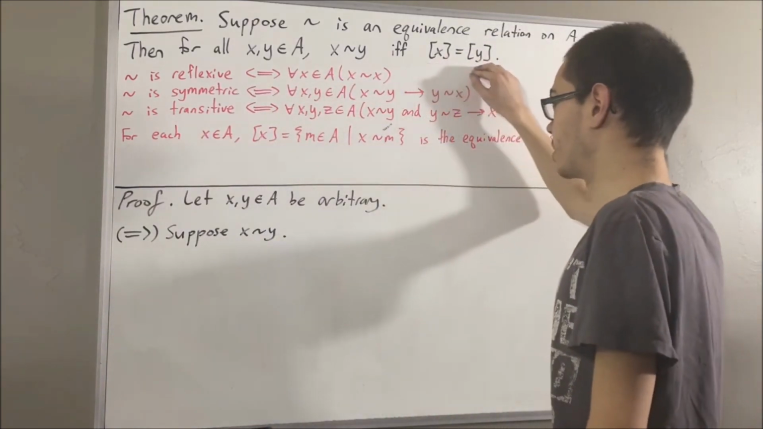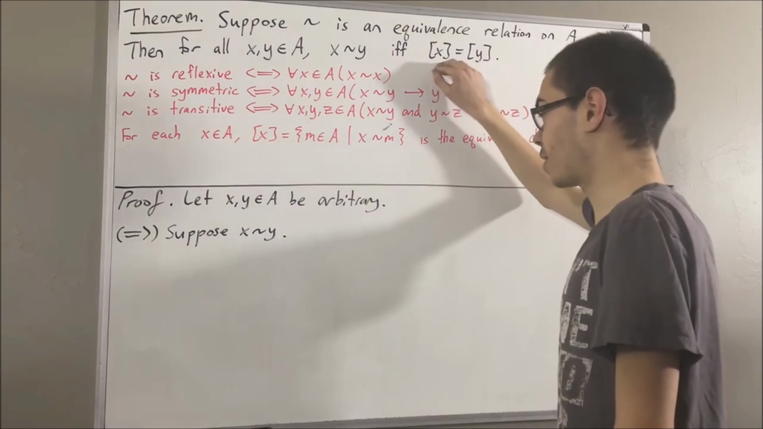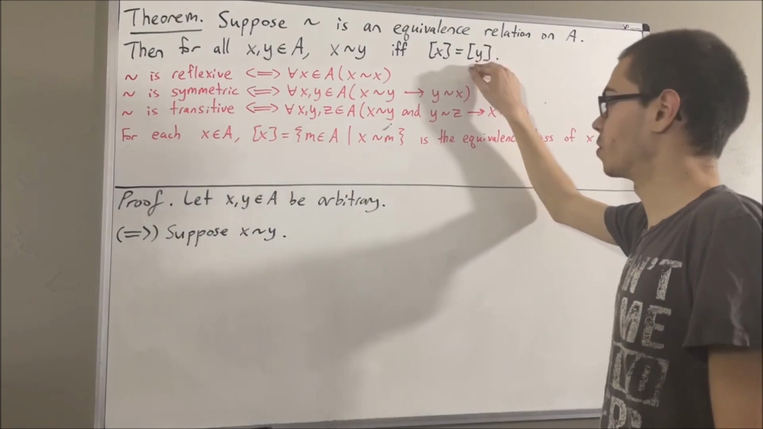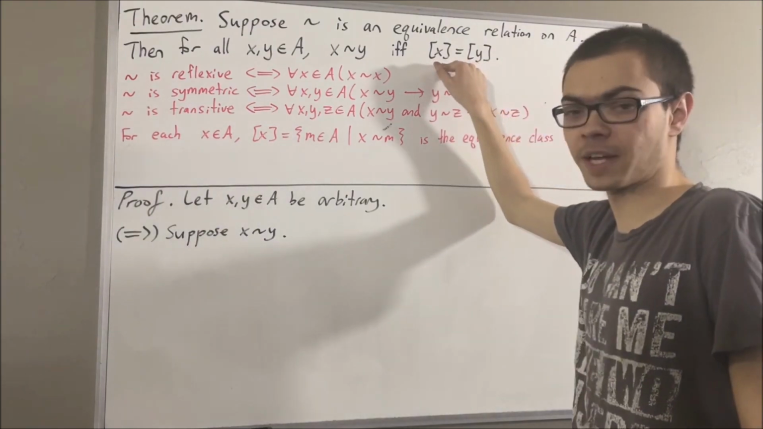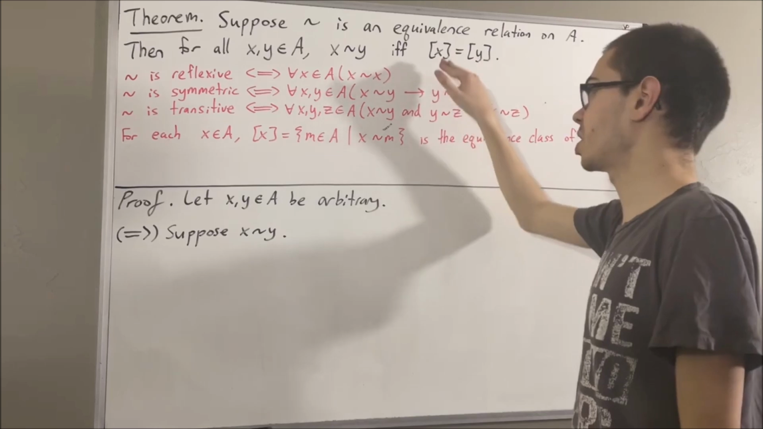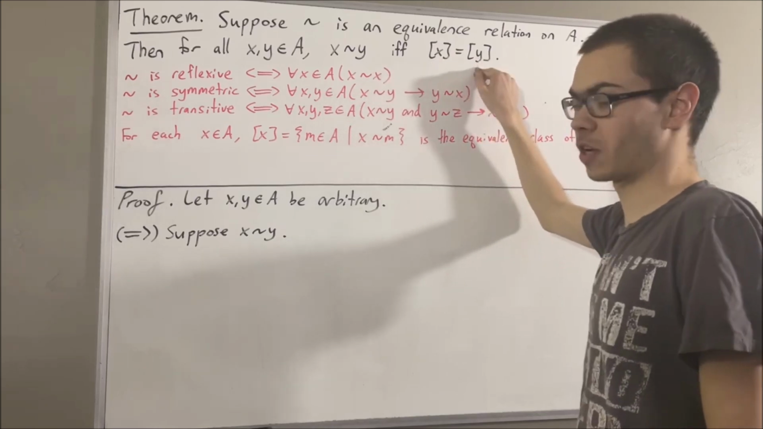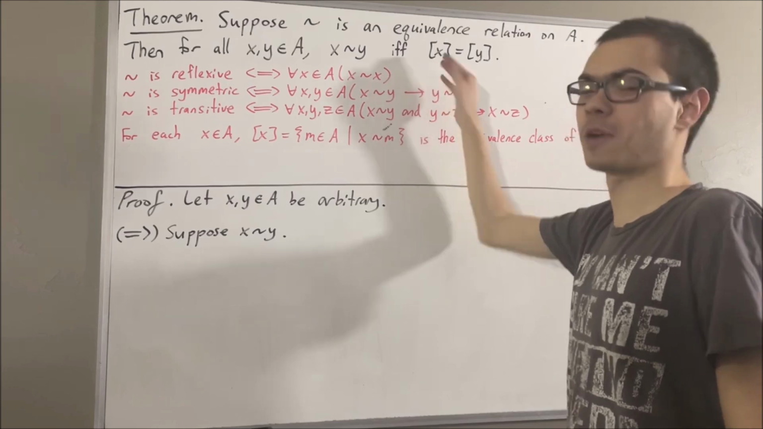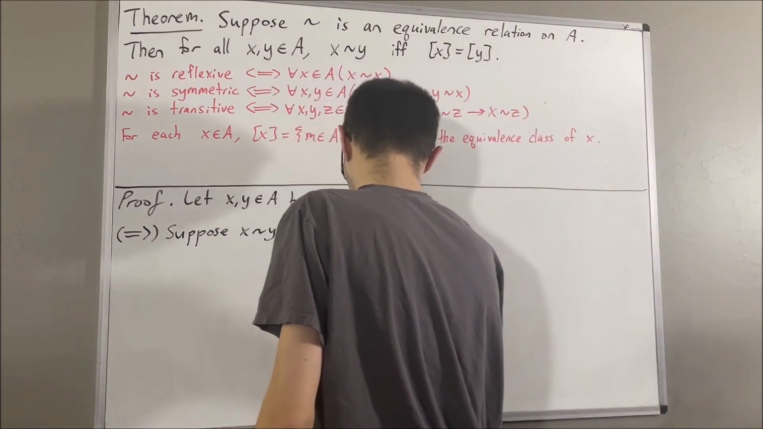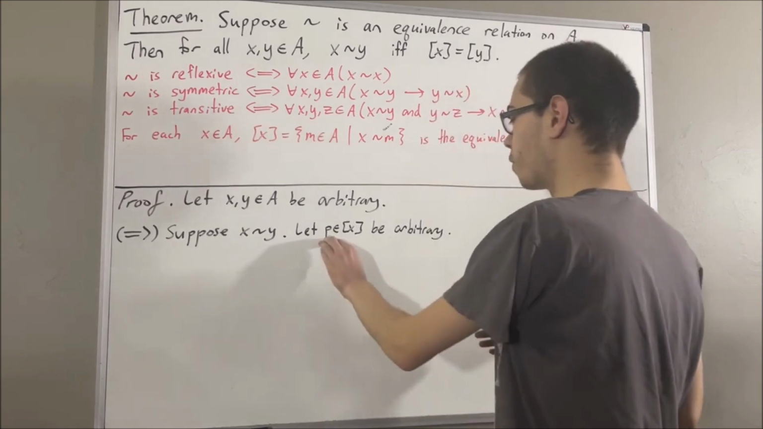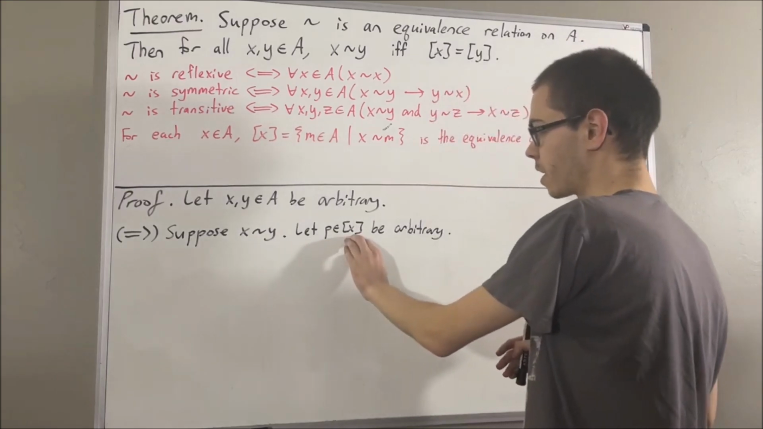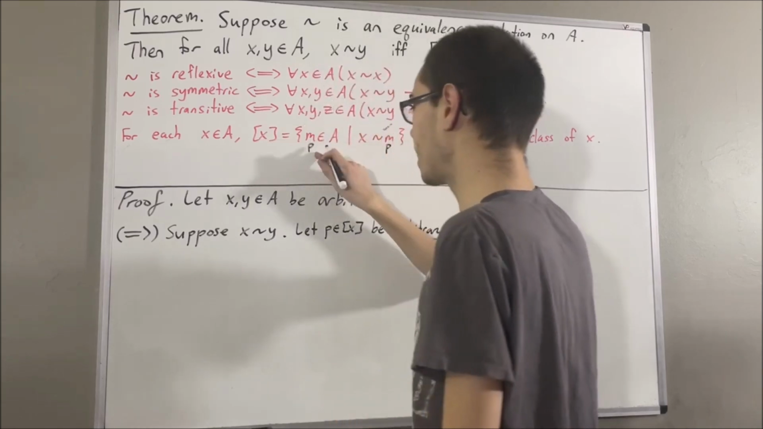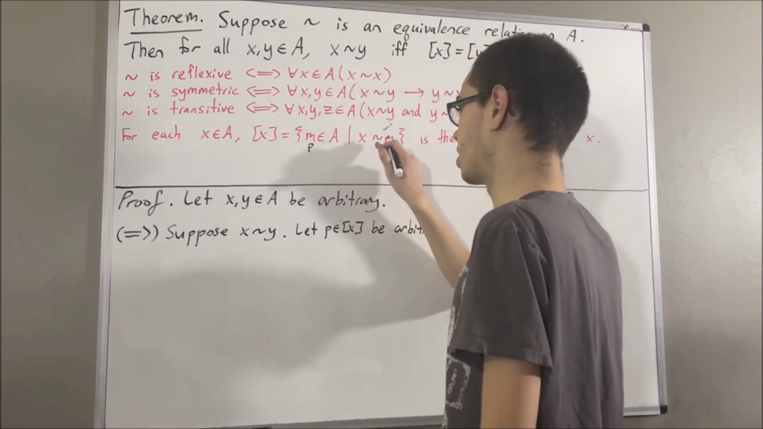To show that these two sets are equal, we're going to show that the equivalence class of x is a subset of the equivalence class of y, and we're going to show the equivalence class of y is a subset of the equivalence class of x. So to show that the equivalence class of x is a subset of the equivalence class of y, let's give ourselves an arbitrary element of the equivalence class of x. I'll call it p. What does it mean for p to be an element of the equivalence class of x? Well, if we take m to be p, it means that p is an element of A such that x is related to p.